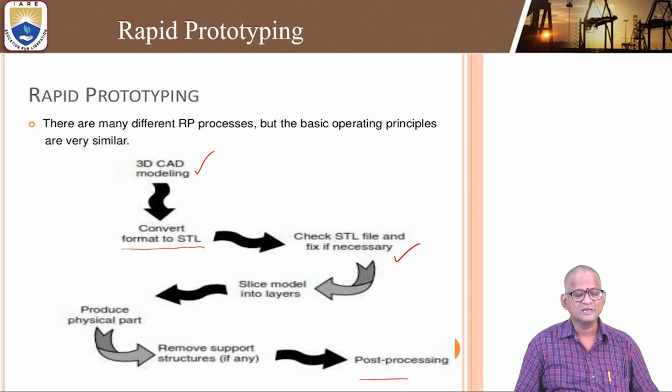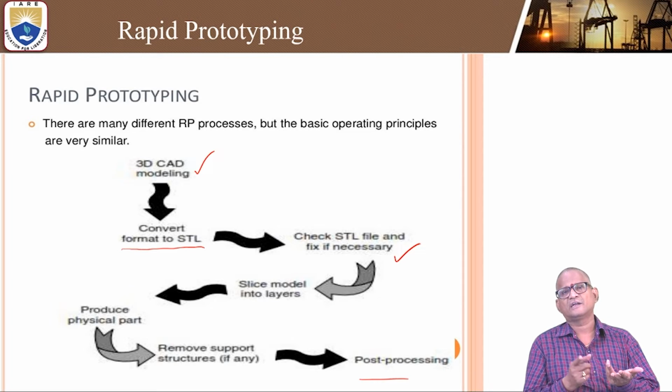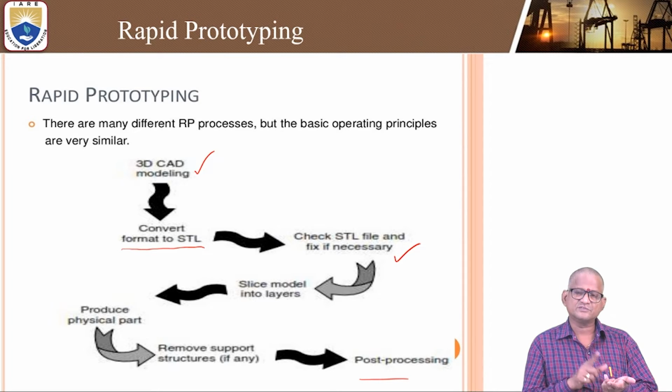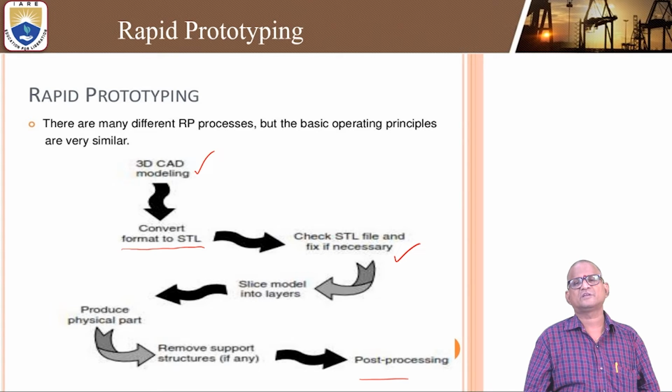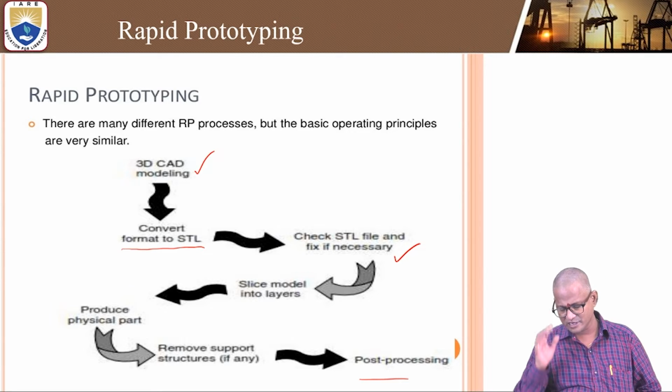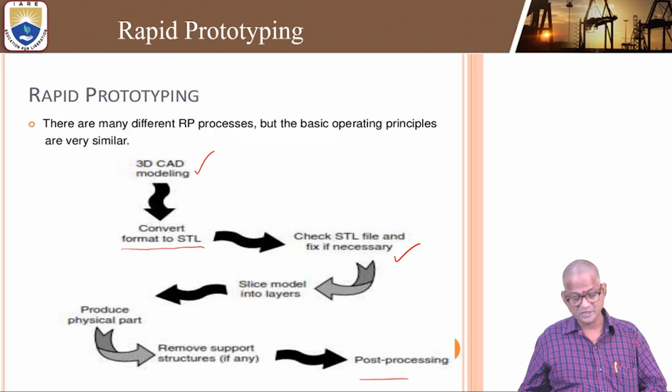Okay, so that is why the basic flow chart related to rapid prototyping is 3D modeling and converting the format to STL, then check the STL file and fix it if necessary, then slice the model into layers, and then produce a physical part. Then remove any extra support structures, do post processing, and get the final product. This is the general process involved in 3D printing.